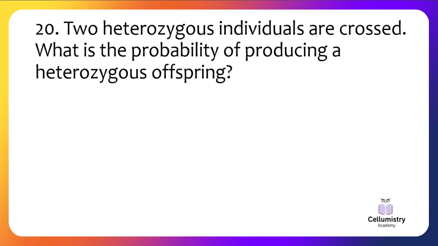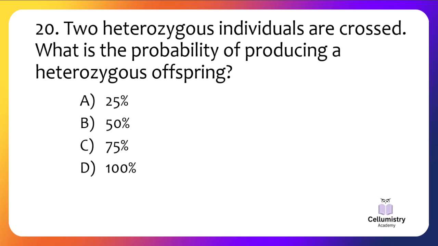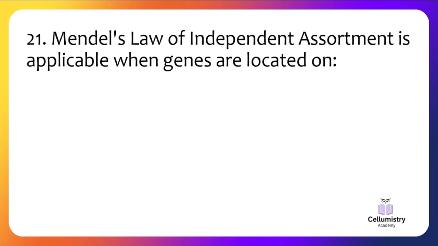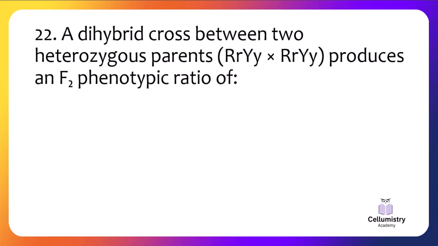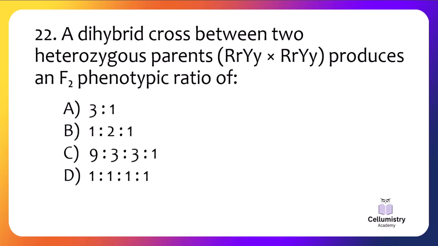Two heterozygous individuals are crossed. What is the probability of producing a heterozygous offspring? Answer is B. 50%. Mendel's law of independent assortment is applicable when genes are located on... Answer is B. Different chromosomes or assort independently. A dihybrid cross between two heterozygous parents, capital R small r capital Y small y crossed with capital R small r capital Y small y, produces an F2 phenotypic ratio of... Answer is C.